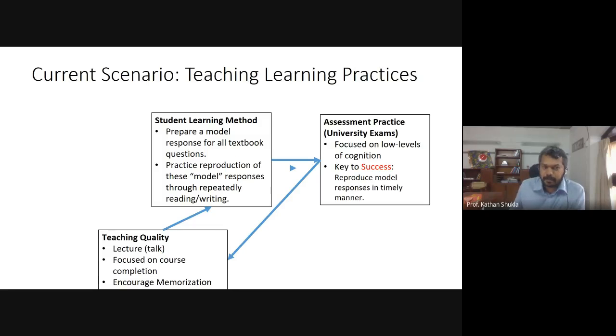So in the middle bucket, you see student learning methods. In the name of learning, think carefully about what students are doing, under the microscope. If you think it through, you realize students are either preparing a model response for all possible questions, whatever the questions may be, or else, second, they are practicing reproduction of those model responses without looking at the source.